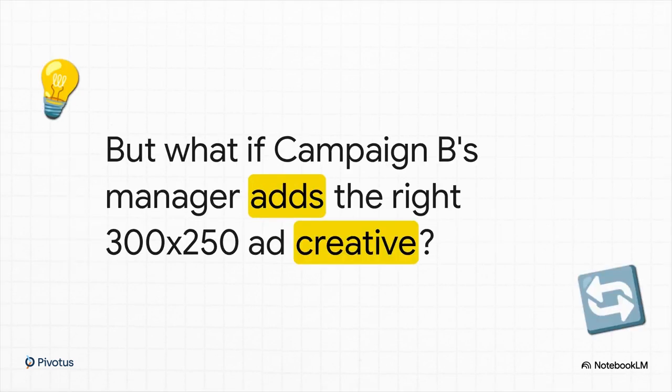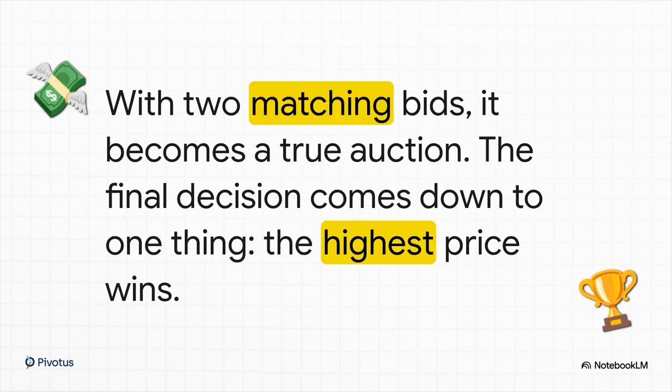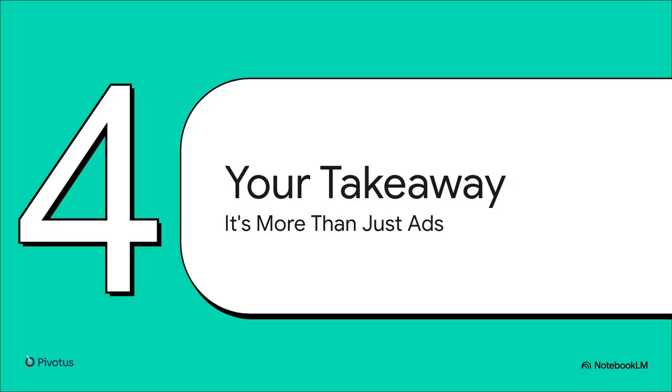But let's say the person running Campaign B is paying attention. They realize they're missing out, so they upload the correct 300 by 250 ad into their system. And let's also say they expand their location targeting to include Brisbane. Okay, now it gets interesting. The next time our racing fan from Brisbane visits that site, both Campaign A and Campaign B are a perfect match. Both of their DSPs will submit a bid. And at this point, now that all the other criteria are met, it becomes a real old-fashioned auction. The winner is simply the campaign that's willing to bid the most. Highest price takes all.